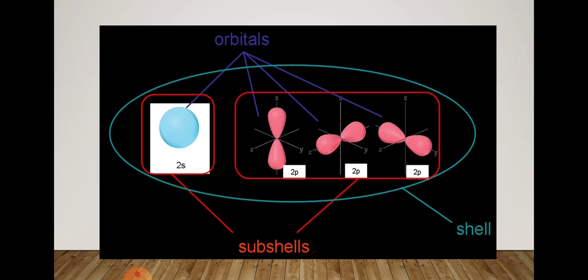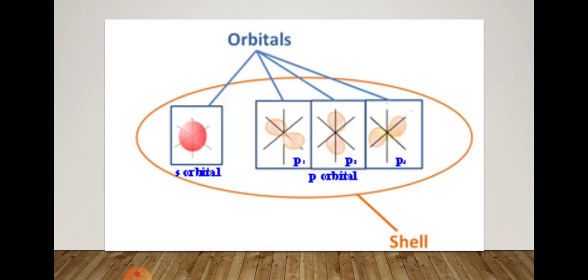Orbitals, subshells, and shells. Shells are what? Orbits. They are present in the outer region. Around the nucleus, these orbitals, subshells, and shells are present. Let's start with orbital. What is orbital?